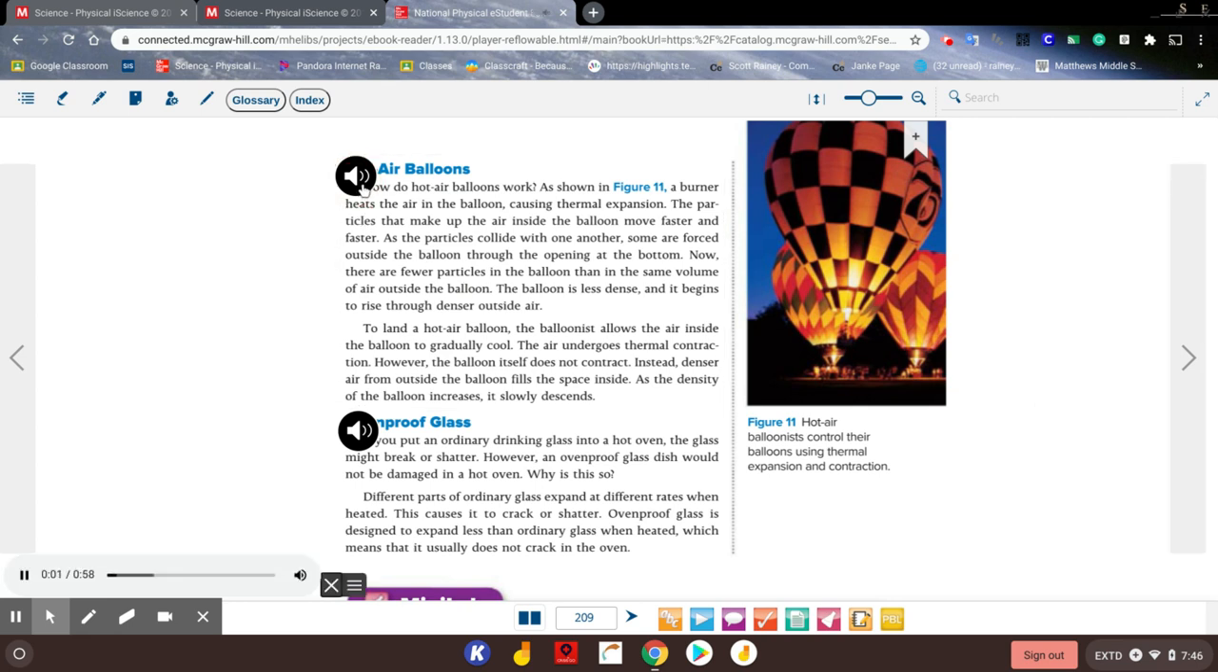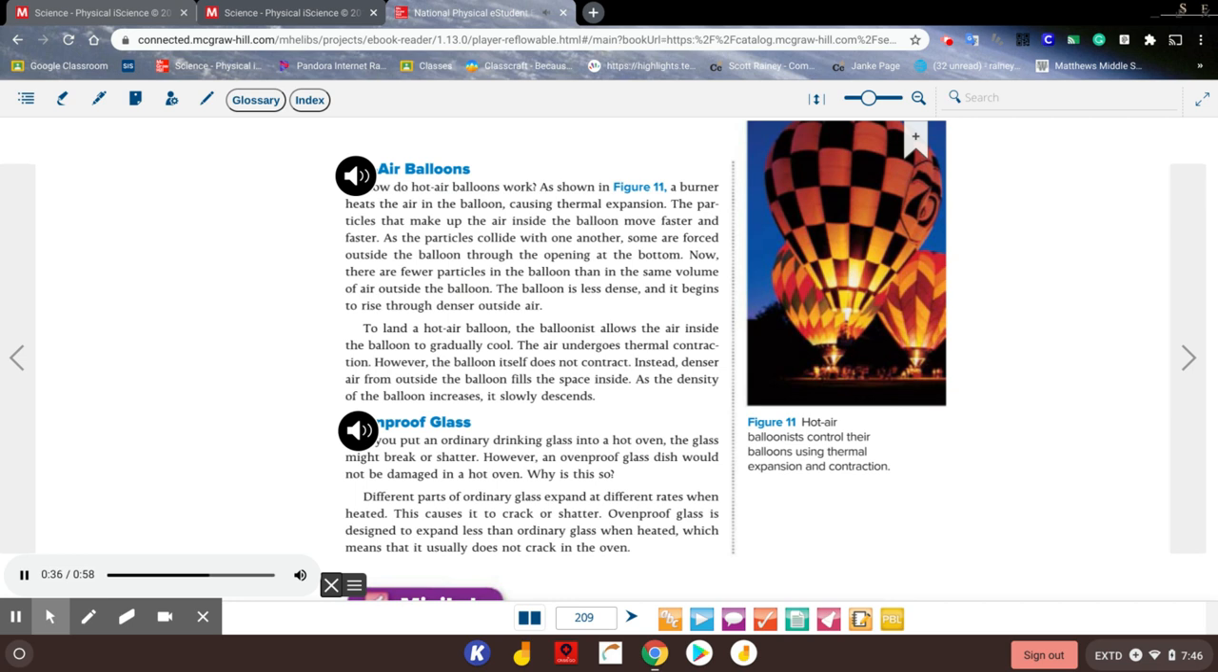Hot air balloons. How do hot air balloons work? As shown in Figure 11, a burner heats the air in the balloon, causing thermal expansion. The particles that make up the air inside the balloon move faster and faster. As the particles collide with one another, some are forced outside the balloon through the opening at the bottom. Now there are fewer particles in the balloon than in the same volume of air outside the balloon. The balloon is less dense, and it begins to rise through denser outside air.